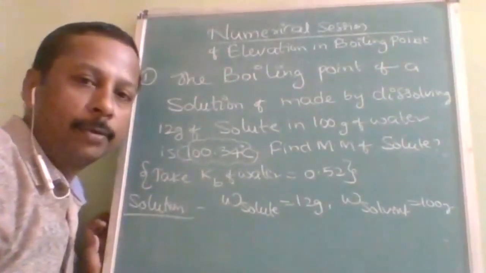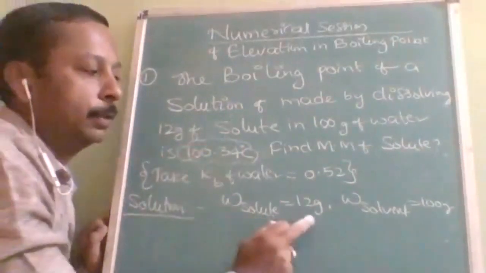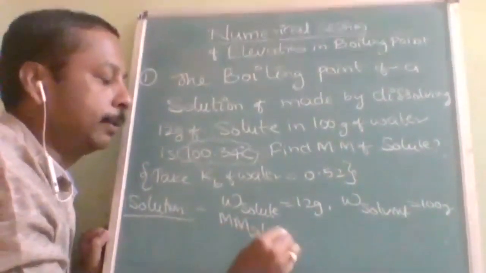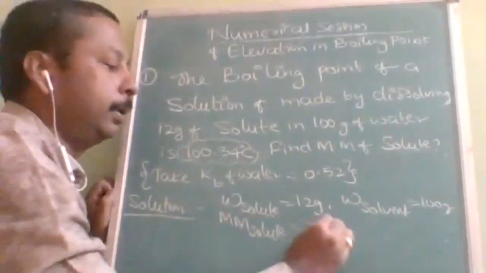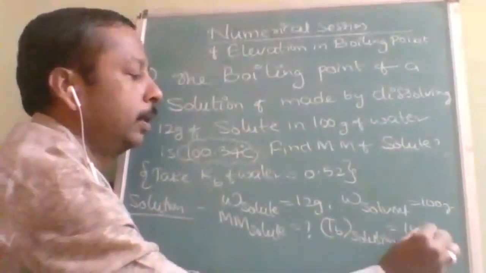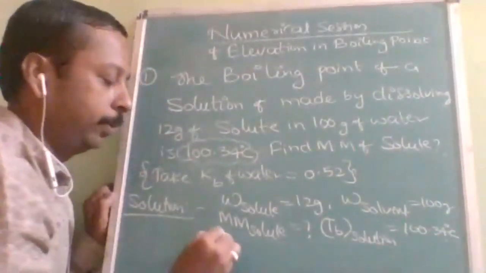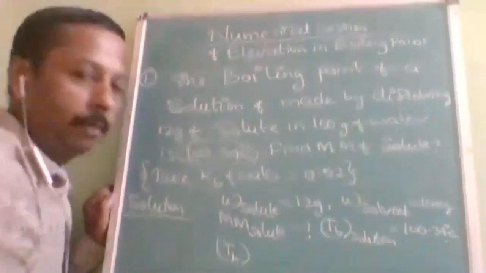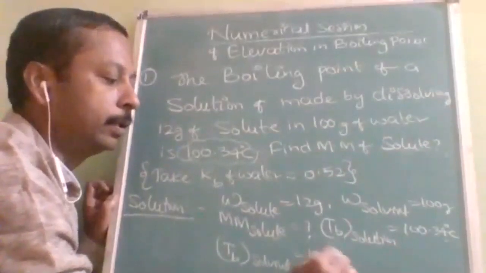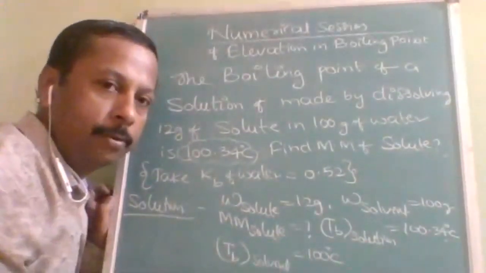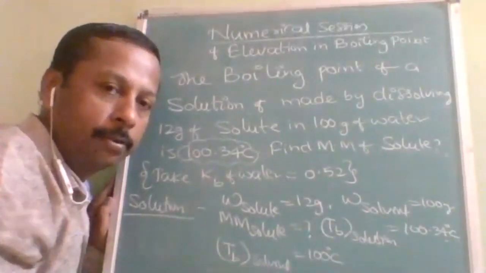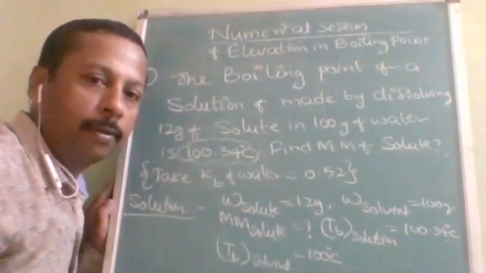Okay, you have tried. Now check with my solution. The mass of solute is 12 grams, the mass of solvent is 100 grams, and the molecular mass of solute is the question mark. Tb of solution is given as 100.34. You must already know the boiling point of water. The solvent here is water, therefore Tb of solvent will be 100 degrees Celsius. For subtracting, you need not convert into Kelvin, because 373 will get cancelled. By converting into Kelvin or not, you will get the same answer.